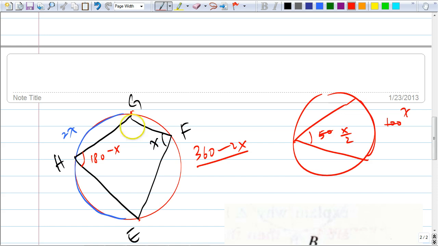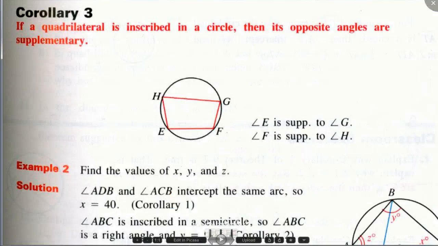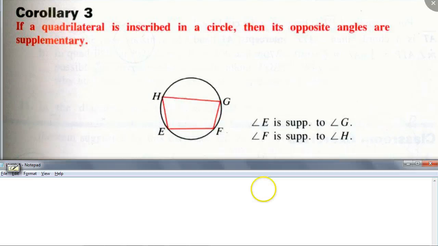And you could do the same for angle G and E, can't you? So it works the same way. Do you see what this theorem is talking about now? If a quadrilateral is inscribed in a circle, then its opposite angles are supplementary. And do you see why this is a corollary of the previous theorem? Does that make sense?